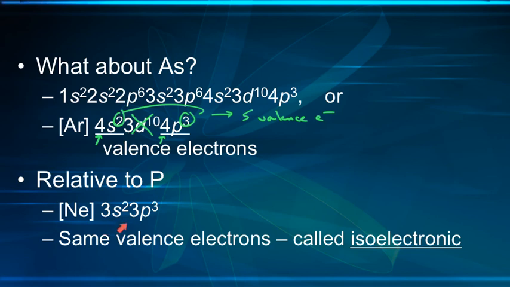We would also say that arsenic is isoelectronic with phosphorus because it looks very similar. This one ends with 4s2, 3d10, 4p3. Phosphorus was 3s2, 3p3. If you get rid of the non-valence electrons, you'll notice how similar these two look: 4s2, 4p3 and 3s2, 3p3. They're in the same family with 5 valence electrons, family 5A. So you can see how families will have very similar electron configurations stacked on top of each other if you look down a particular column.